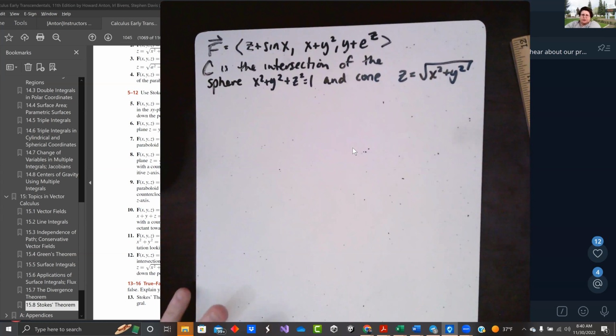So what do you guys want to start with? The curl of F or the picture finding the curve? That's like the hardest part. I'm hearing a lot of votes for pictures.